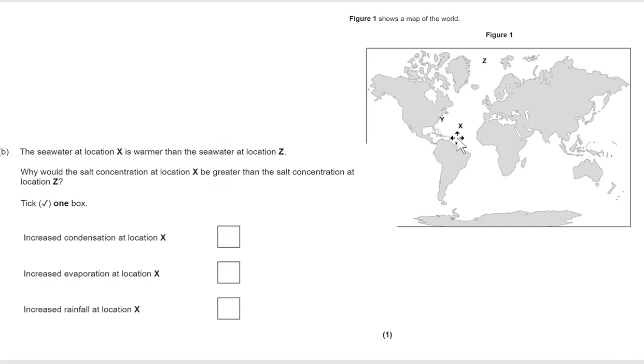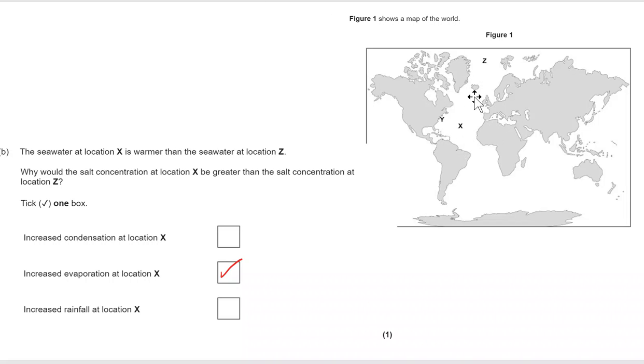The seawater at location X is warmer than the seawater at location Z. Why would the salt concentration at X be higher than the salt concentration at location Z? So we're going to go into wider knowledge of chemistry here. If you have a greater concentration of salt, that would imply more salt in the same volume of water, or the same volume of salt in less water. Well, in X, there's greater evaporation, so we're going to have more of the water evaporating, leaving the salt behind.